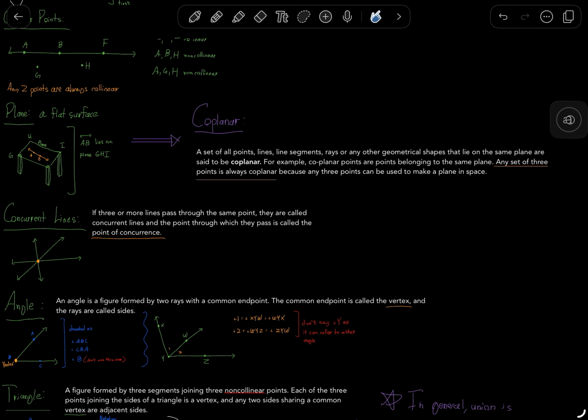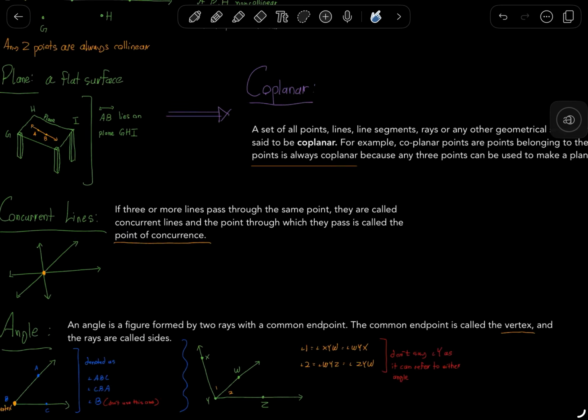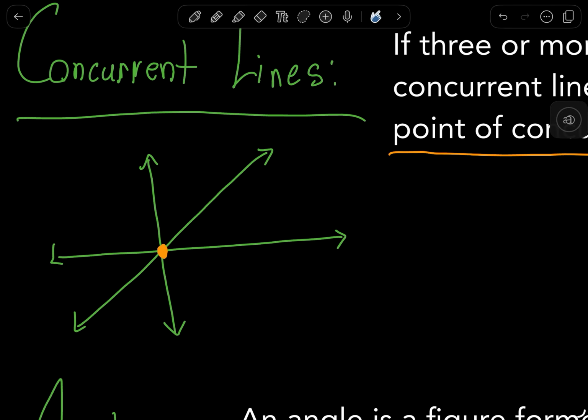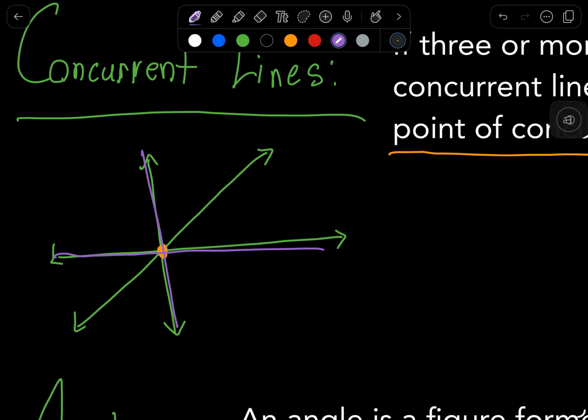Next term you should know are concurrent lines, and this is just a fancy term for something that's really simple. If you have three or more lines passing through a single point, they're concurrent. So for example, here you see there's three lines, one, two, three, and since they all pass through the same point, they're called concurrent lines. Now, do you really have to know this? No. I guess the only application where this would be important is to know that three lines pass through a specific point.